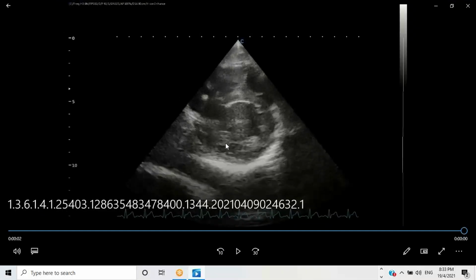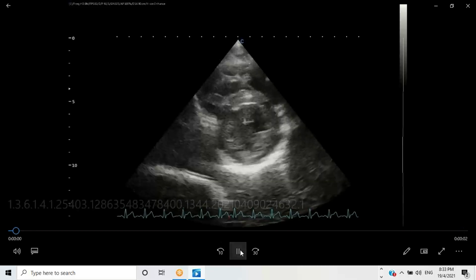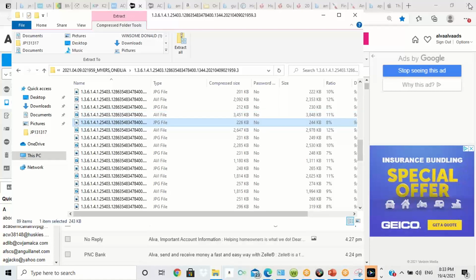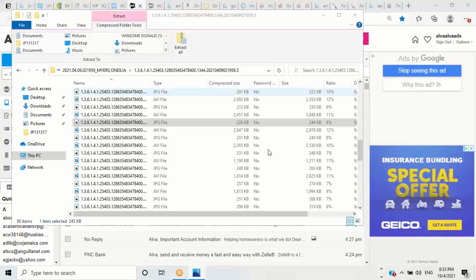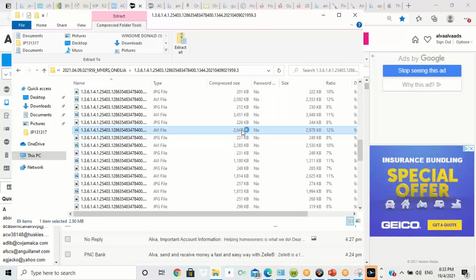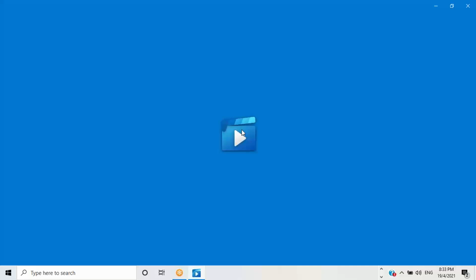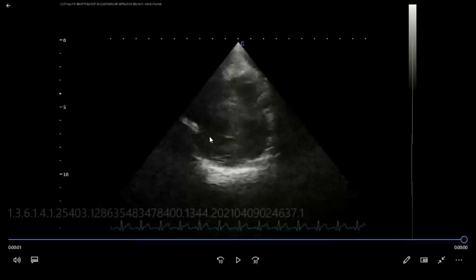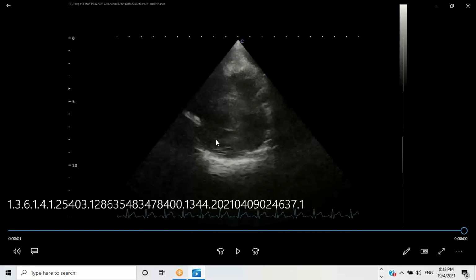Okay, so this is short axis at the level of the papillary muscles. This is the anterolateral papillary muscle, the posteromedial papillary muscle. So this is short axis at the apex.